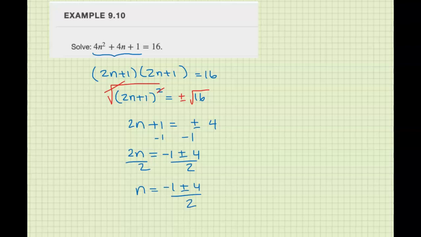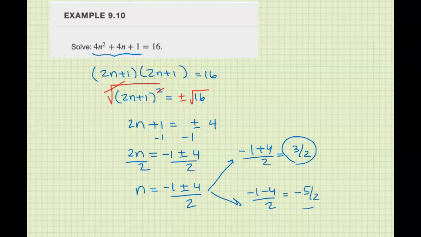All right, now if this had a radical on it, this is where you stop, but if it doesn't have a radical, we can simplify more. So we're going to split it up into the two choices, one with a plus, one with a minus. Negative 1 plus 4 over 2 is 3 over 2. So this is one solution. And negative 1 minus 4 over 2 gives me negative 5 over 2. So that's my second solution. All right.